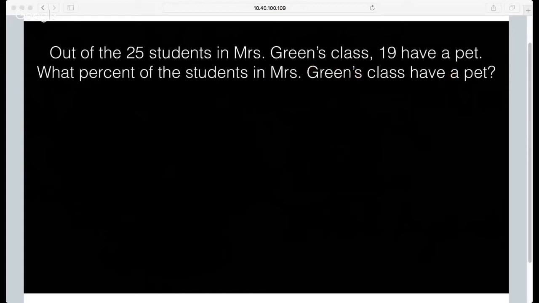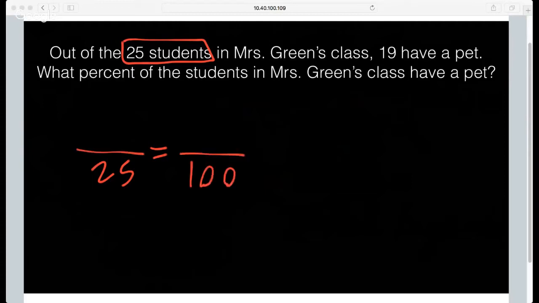All right, let's identify what we know. Can we identify any wholes? Out of the 25 students in Mrs. Green's class, 19 have a pet. Oh, Mrs. Green's class has a whole of, okay, this is a whole. And so I'm going to write 25 on the bottom. And by the way, we know the whole of the percent because it's always 100. So there's our whole. 19 of those 25 have a pet. That's the part.